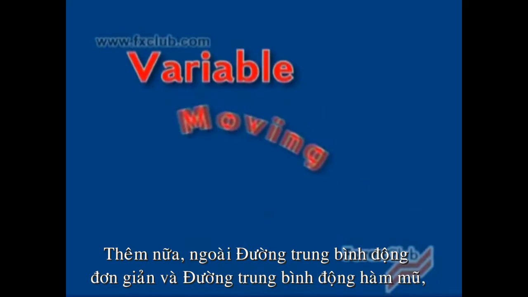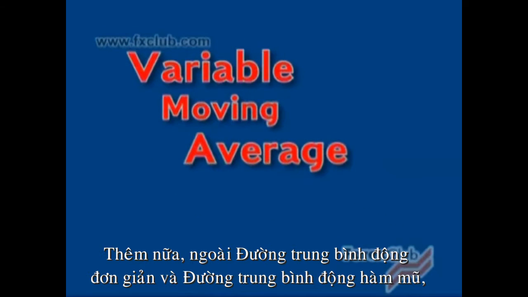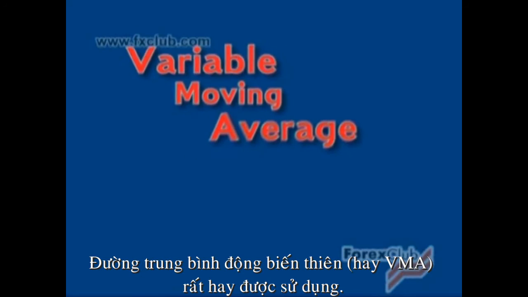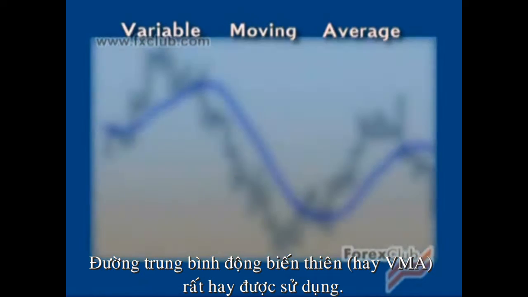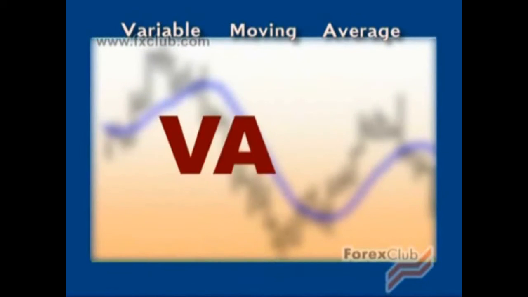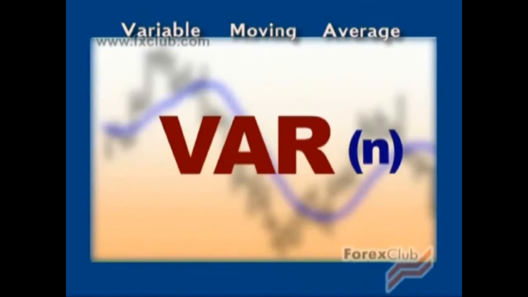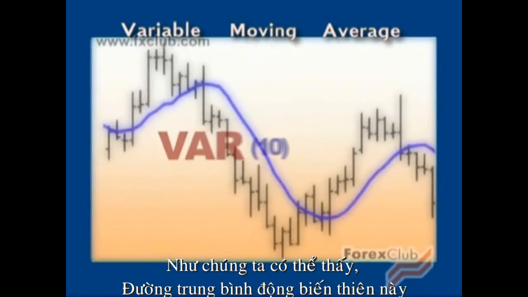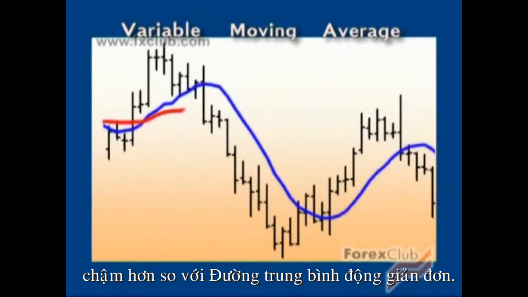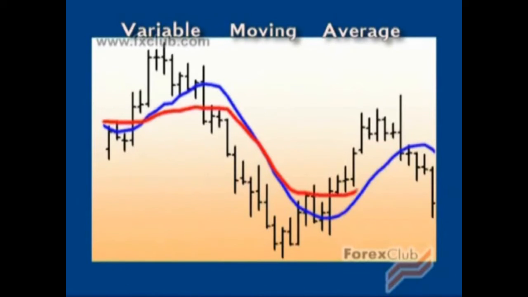In addition to simple and exponential moving averages, the variable moving average, or VAR, is quite widely used. As we can see, this moving average is slower than simple moving average. You could well be wondering what it's for.